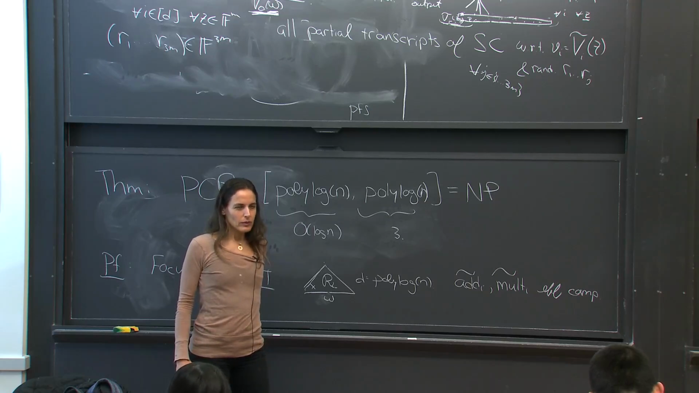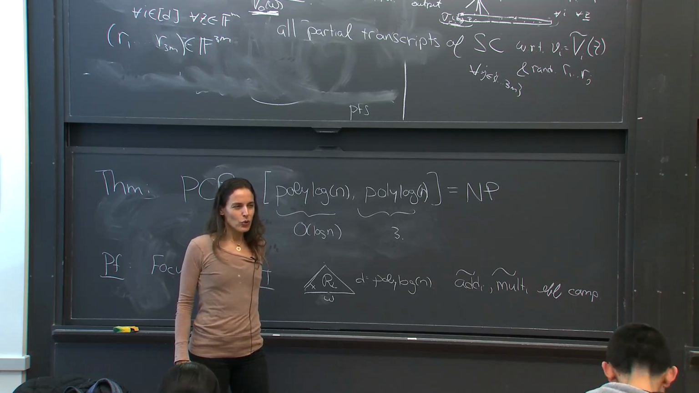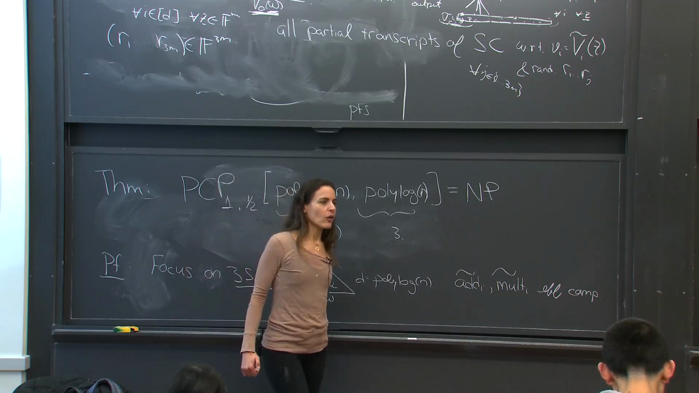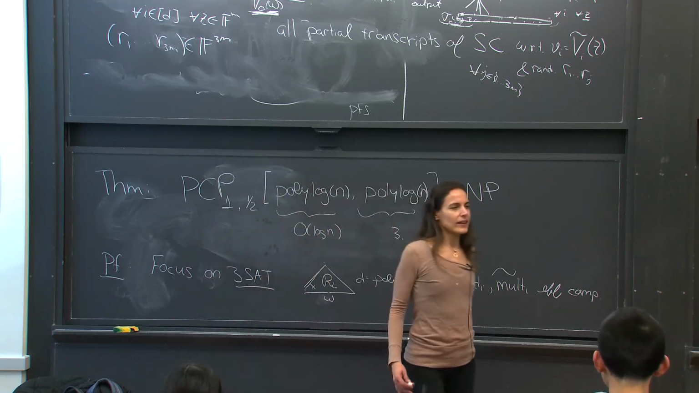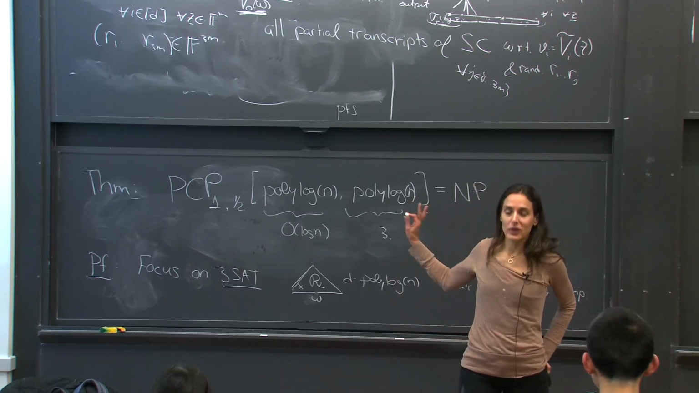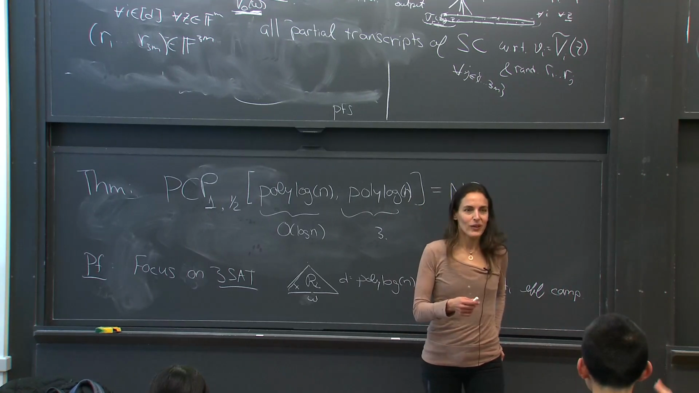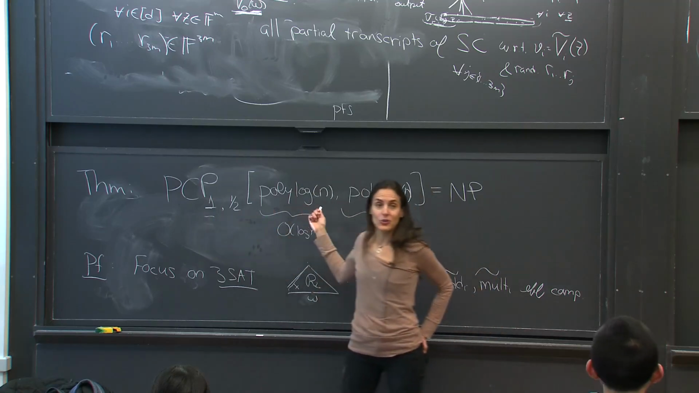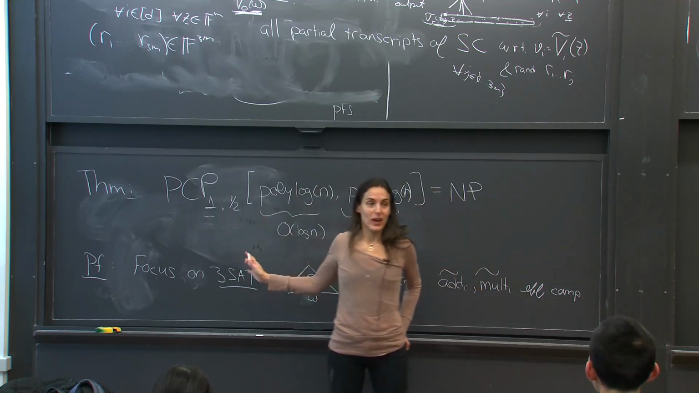So what do we know with 2 queries? I don't remember off the top of my head. What's the soundness? 2 queries, constant soundness, 2 bits. 1/3, 2/3. Okay, yeah, you're right, good point. Thank you. So if you're willing to relax completeness, we can get 2. But with perfect completeness, you can't.